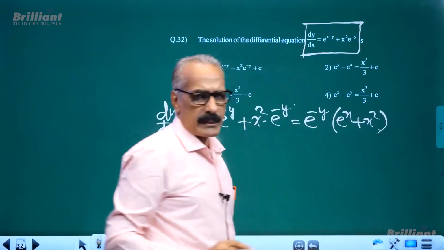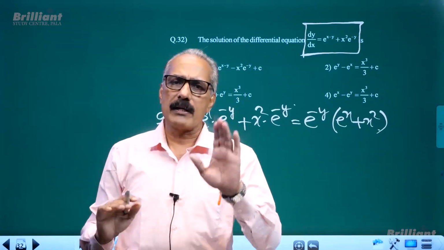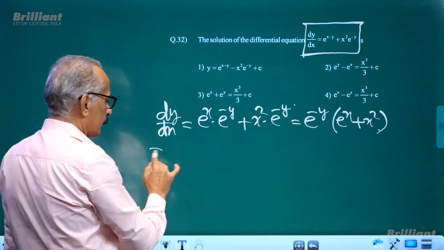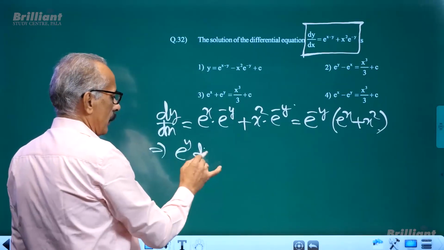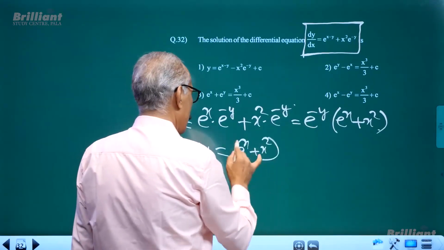Today also in this discussion, in the beginning I told you all, x in a bracket into all y in a bracket, that is variable separable. So let us give this. e raised to minus y is taken to the left side. It will become e raised to y dy, and dx is to the right side, e raised to x plus x square dx.